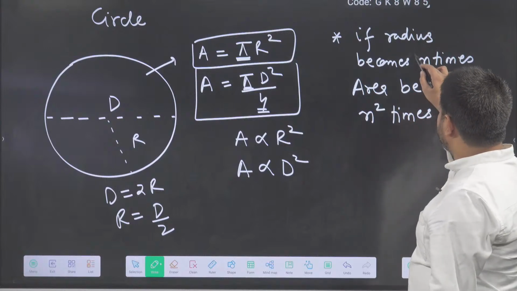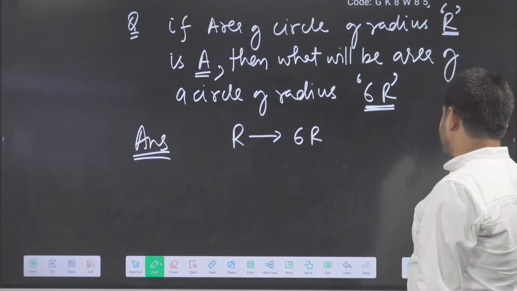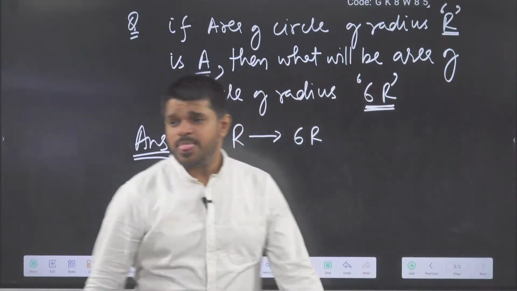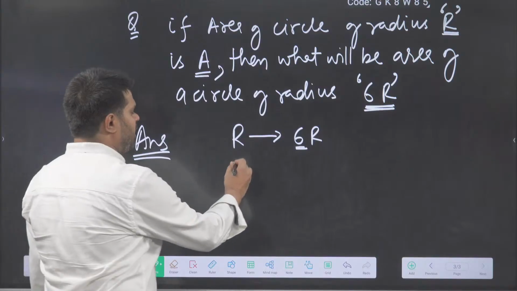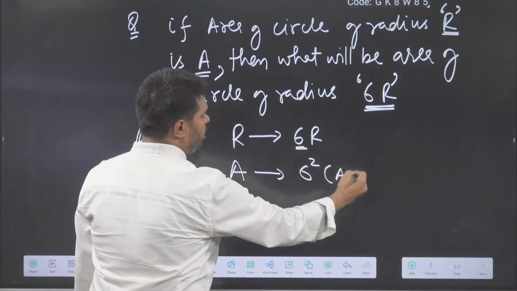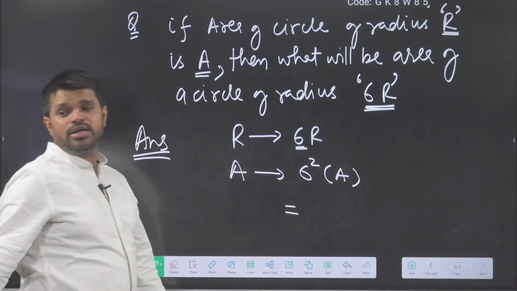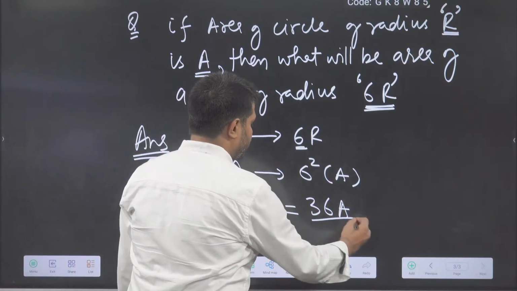If radius becomes n times, what happens to area? n square times. Okay. So here n value is what? 6. So our area will become 6 square times the old area a. 6 square is 36. So answer is 36 times of a. Write it.